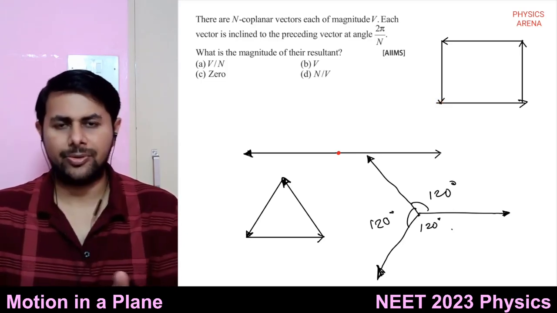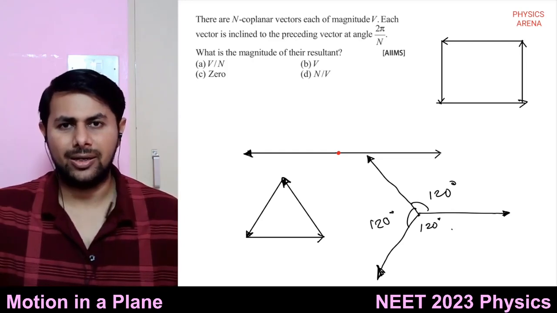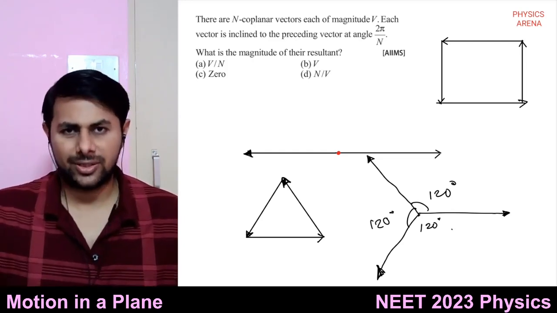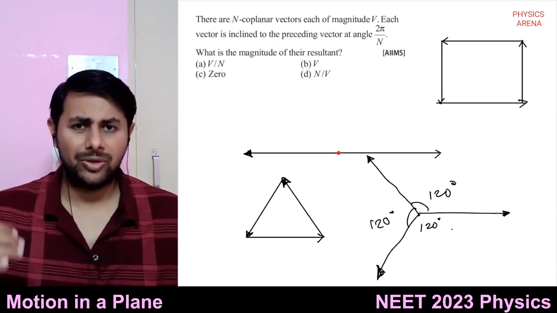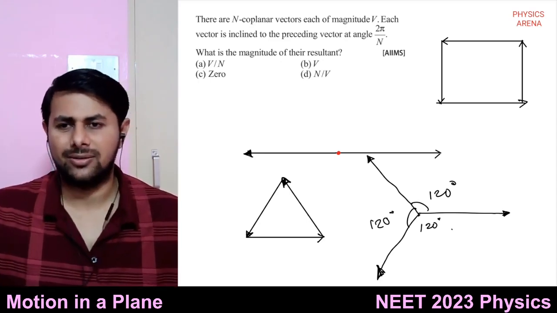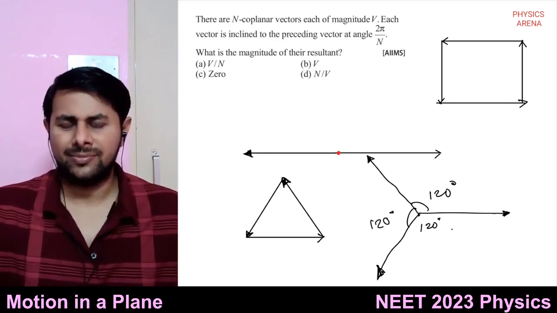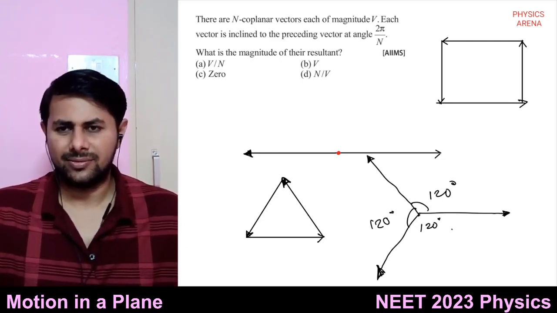If the angle between these vectors is 2 pi divided by n, you will always reach the origin when you finish drawing the last vector. So is it clear?